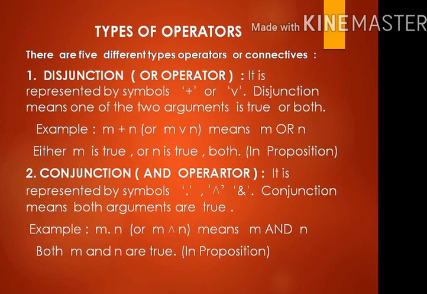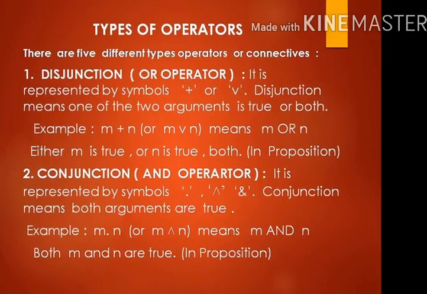Number 2, conjunction operator. It is represented by the symbols dot, ampersand and operator. Conjunction means both arguments are true. Example, M dot N, M conjunction operator N means M and N. Both M and N are true in the proposition.